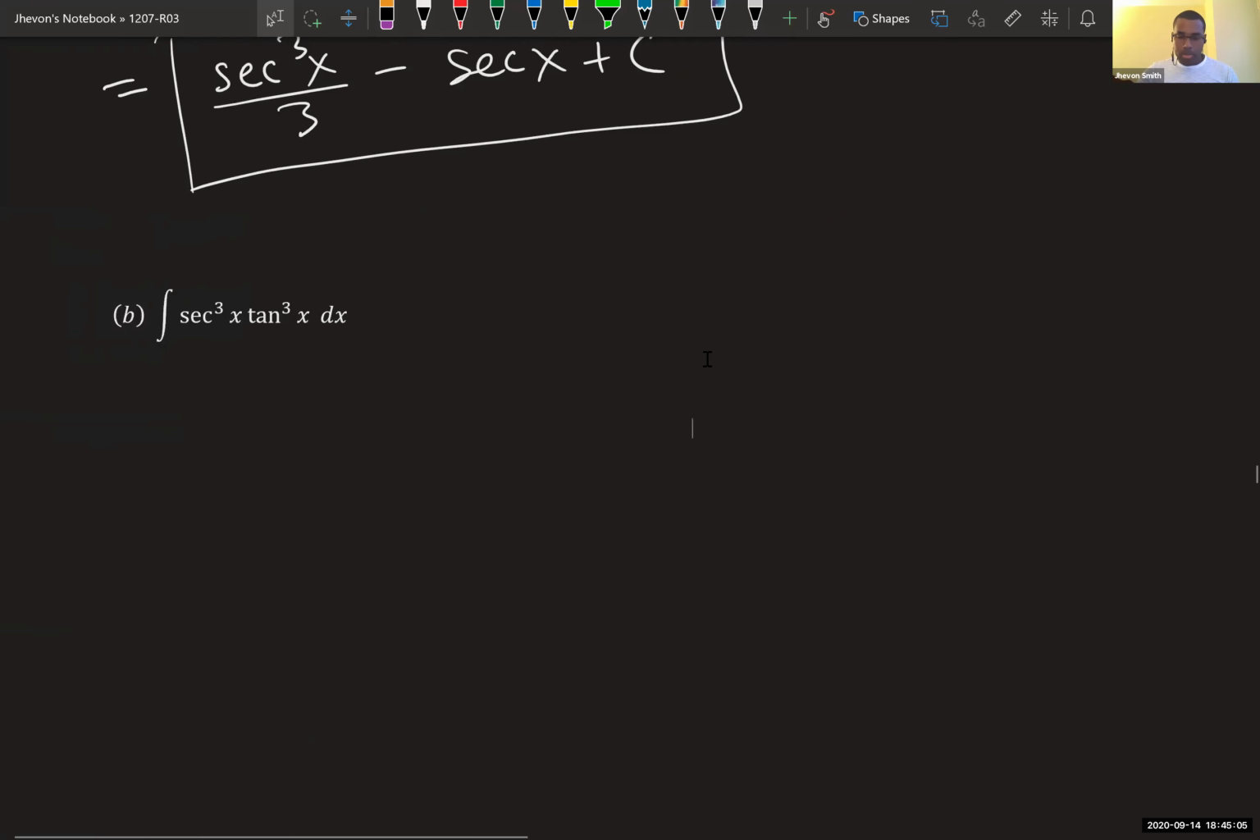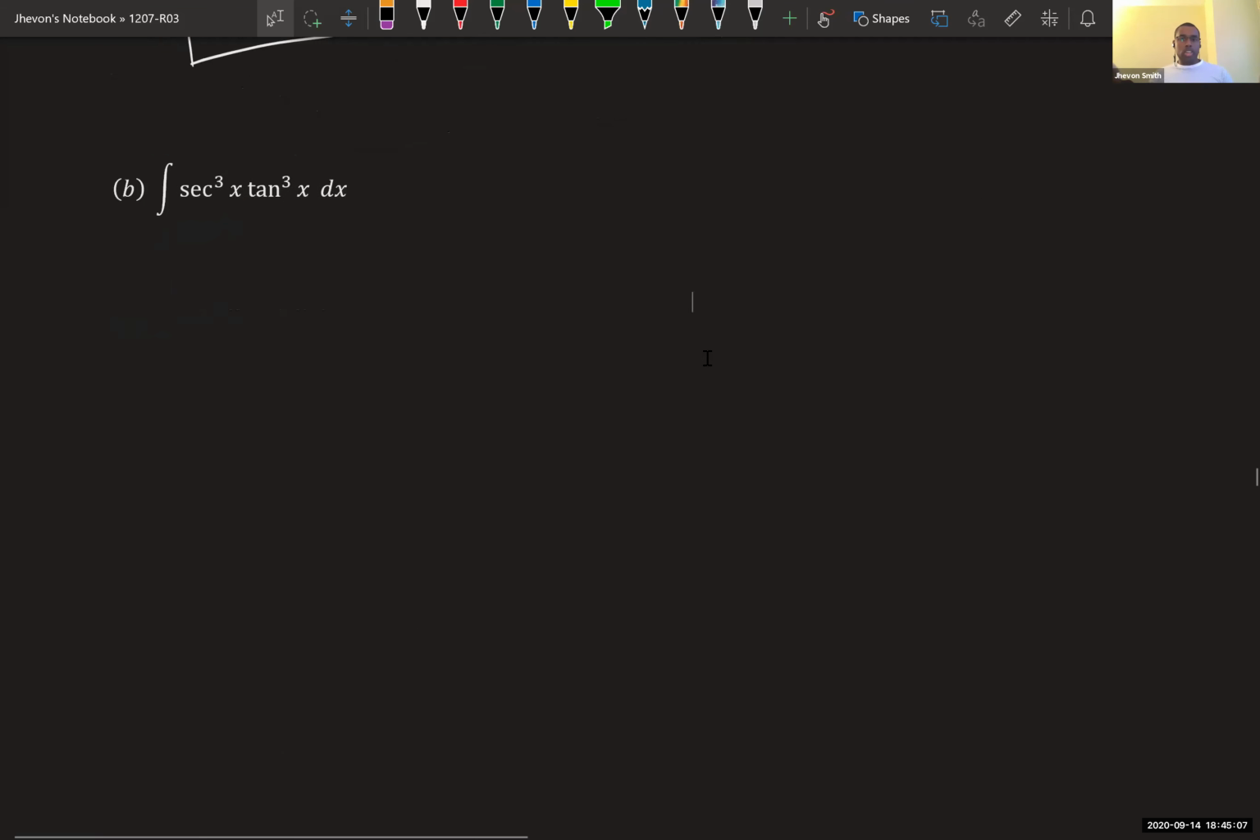Another example, more examples, lots of examples. Secant cubed times tangent cubed. So here, the power of tangent is odd. The power of secant doesn't really matter as long as we can actually see it present.